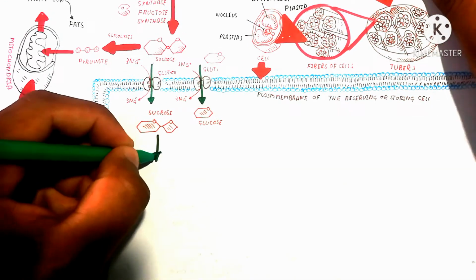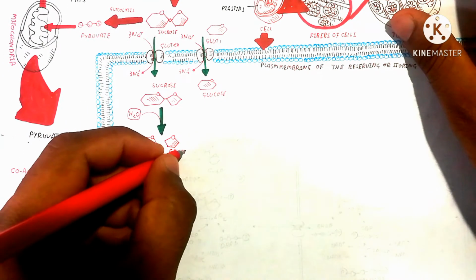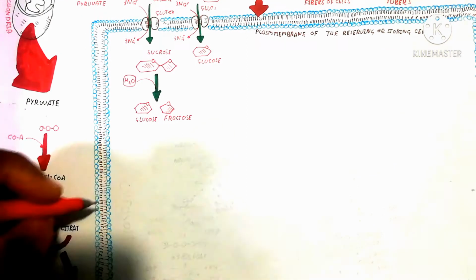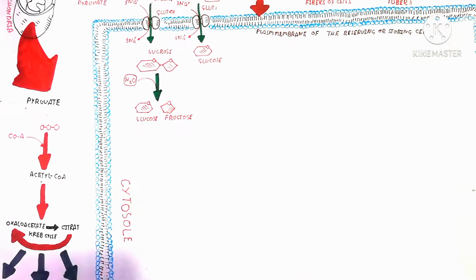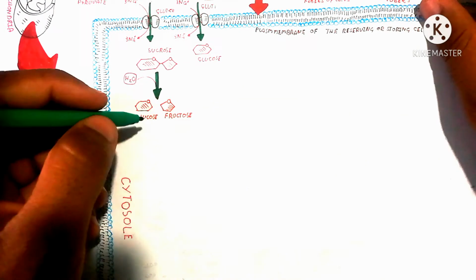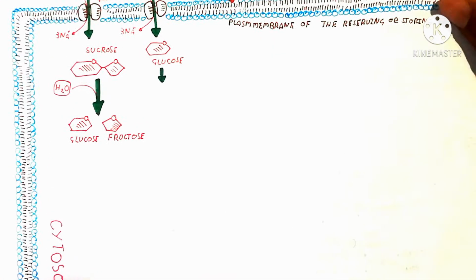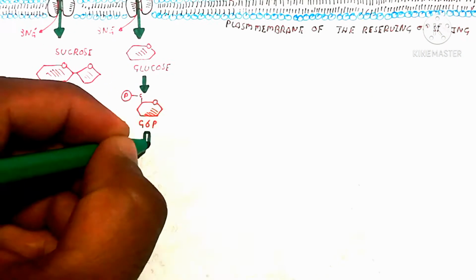Here water will be absorbed, and the sucrase enzyme is used to produce glucose and fructose. So this sucrase enzyme produces glucose and fructose. On the other hand, here is the glucose, which is converted into glyceraldehyde 6 phosphate by the use of an enzyme.